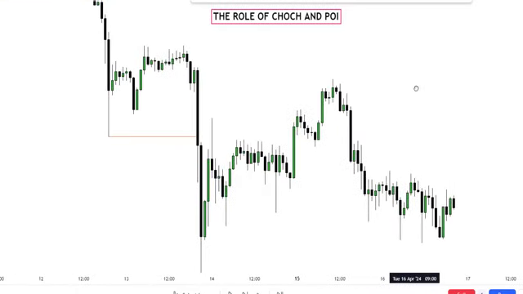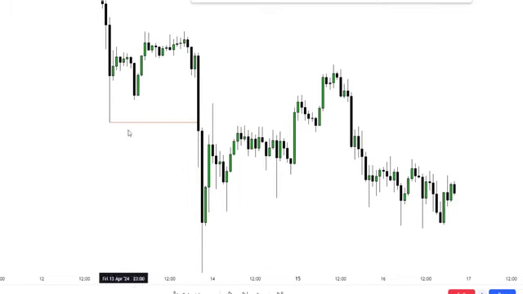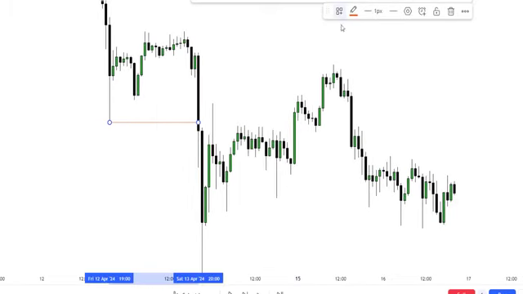Let me bring it closer so you can see it. Now, by the way, this is the role of change of character, what other people call market structure shift, and point of interest. How do we treat them? Now, notice what price did. Price had a break of structure to the downside. We have it right there. Let me correctly put it here.